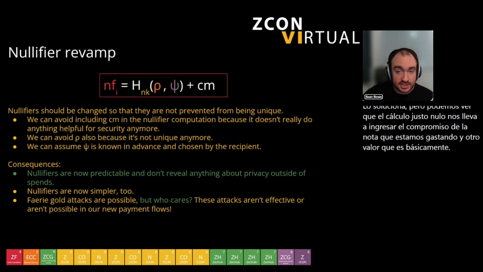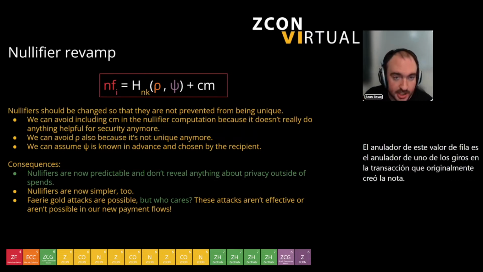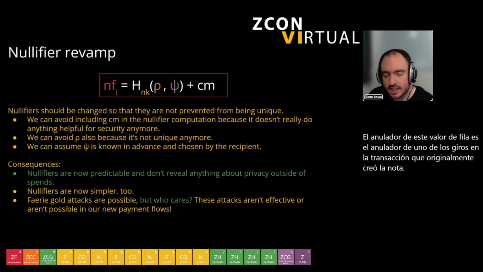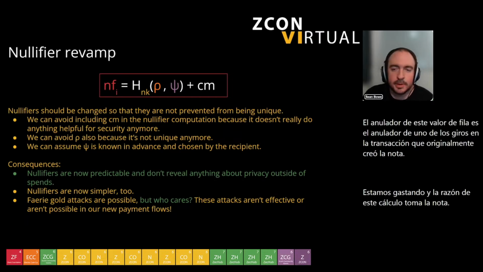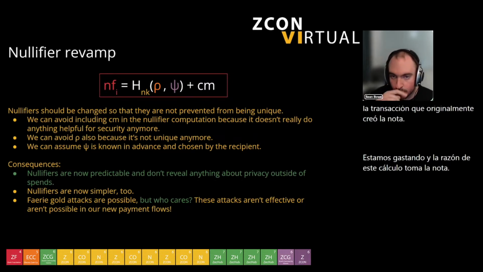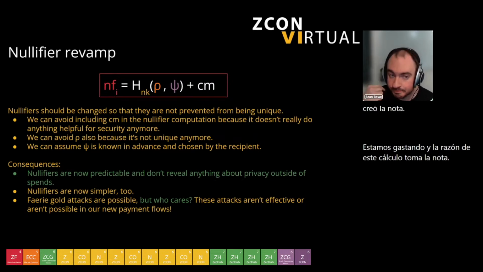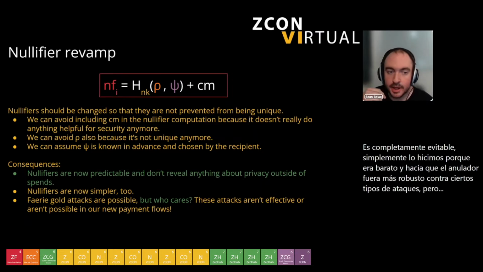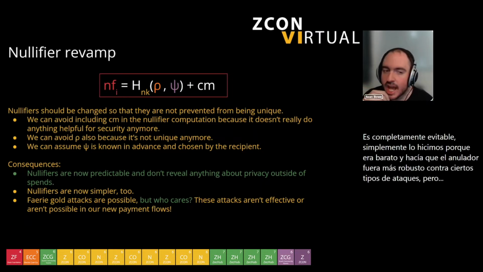The reason this computation takes the note commitment that we're spending as input is a technical detail. It's completely avoidable. We just did it because it was cheap and it made the nullifier more robust against certain kinds of attacks. But we don't really need to use it, or we can avoid it.